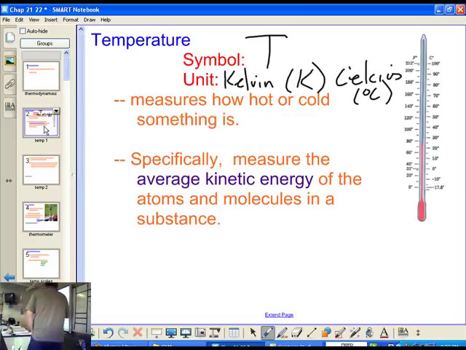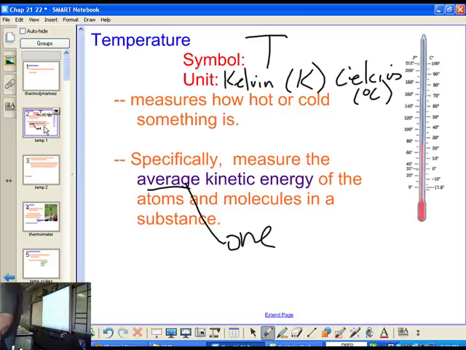And since it is an average, how many molecules are we actually talking about here? One. Keep in mind, when we talk temperature, we are talking about the average of one molecule.